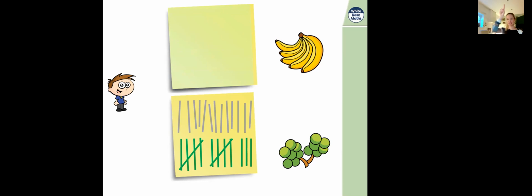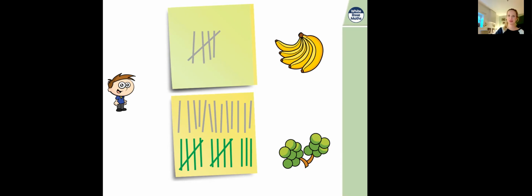Do it with your fingers in the air. There were 5 bananas. So we're going to go 1, 2, 3, 4, and then diagonally back through them for 5. Well done. 1, 2, 3, 4, and straight through all of those 4 for 5.